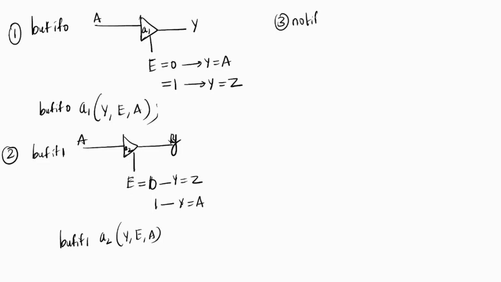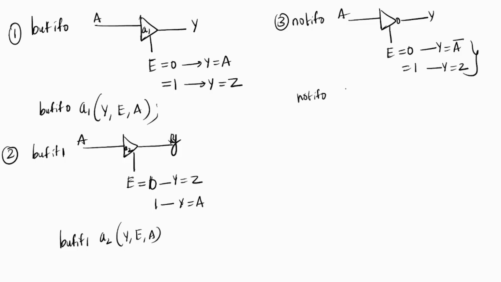Similarly, you have not if 0. Not if 0 means this is a NOT gate controlled by one more controlling signal, that is enable. So when enable equal to 0, it acts as an inverter, Y equal to A bar. When enable equal to 1, it will be in the high impedance state. So you can write not if 0, and let us take the instance name as A3, output followed by input.